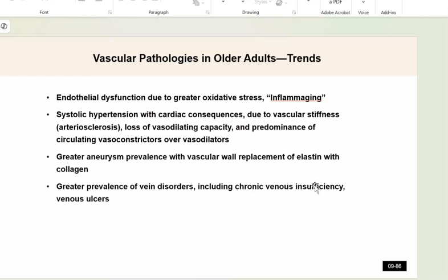And this brings us around again to inflammaging. Endothelial dysfunction due to the greater oxidative stress with age causes this consequence. Systolic hypertension will have cardiac consequences due to the vascular stiffness, loss of the ability then to vasodilate, and predominance of the circulating vasoconstrictors over vasodilators. You're going to have greater aneurysm prevalence, and you're going to have a greater prevalence of vein disorders, specifically chronic venous insufficiency or venous ulcers.